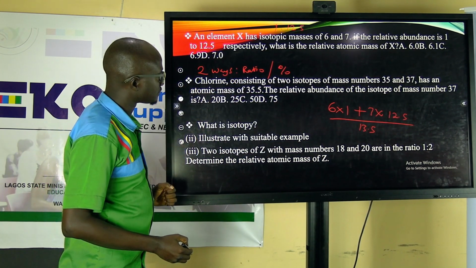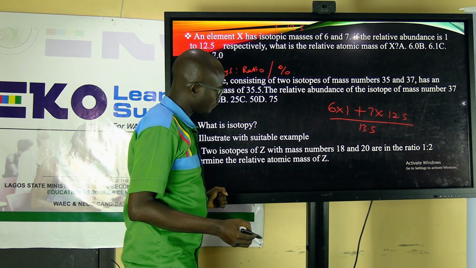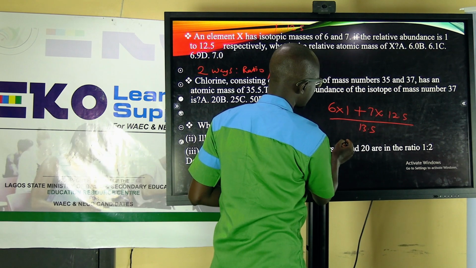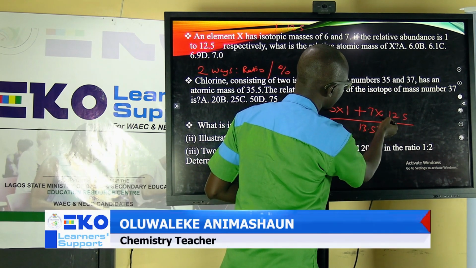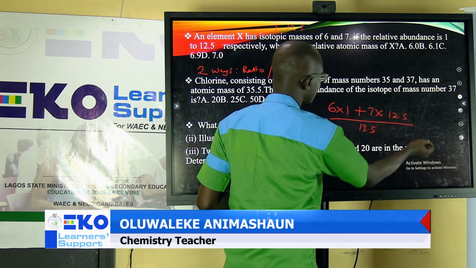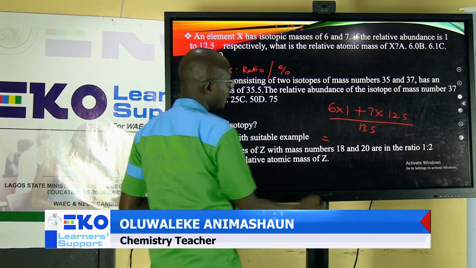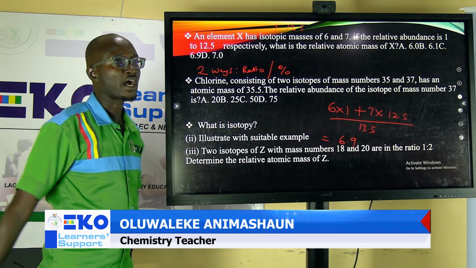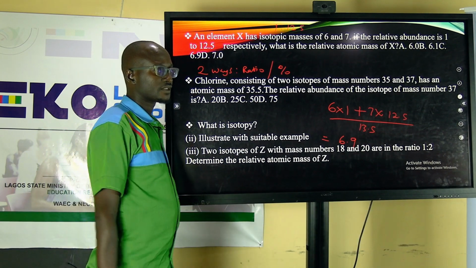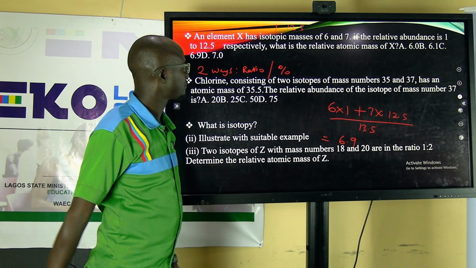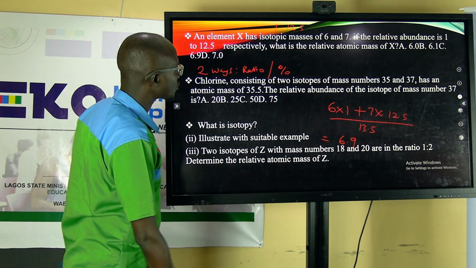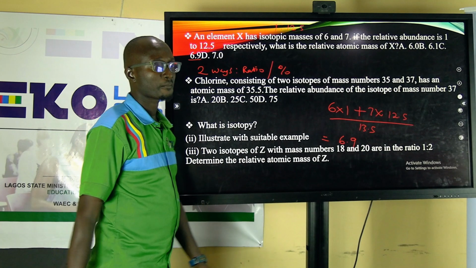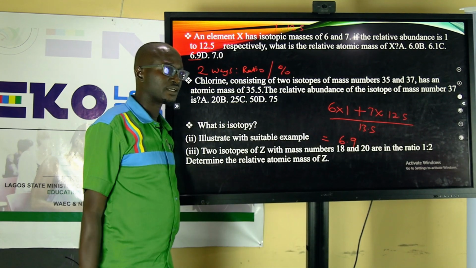So, for us to move ahead, we'll multiply it. I believe our students can continue this. 6 times 1 is 6. 7 times 12.5, we'll calculate it. We'll divide everything by 13.5. At the end of the day, we should get 6.9. Our answer should be 6.9. Please, let's input our values correctly, which gives us option C. Option C, 6.9. I believe that is clear.